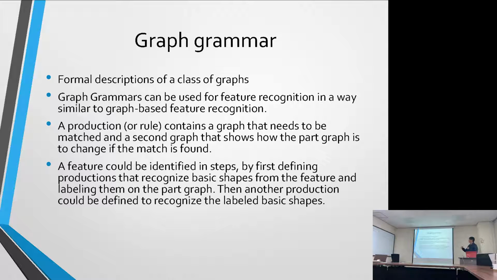So the feature can be identified in steps. First is by defining the productions that recognize the basic shapes from the feature and labeling them on the part graph. So first you, for example, detect the faces, and then you compare this to another graph that recognizes the labeled feature description.